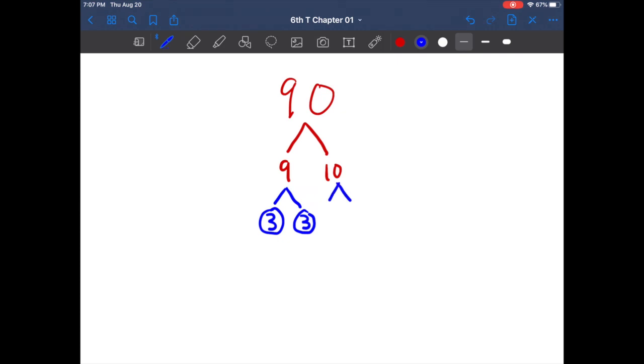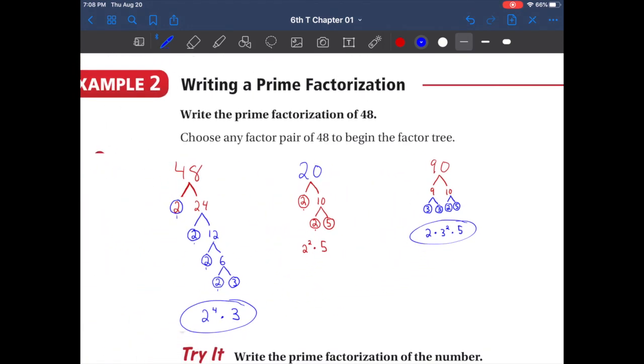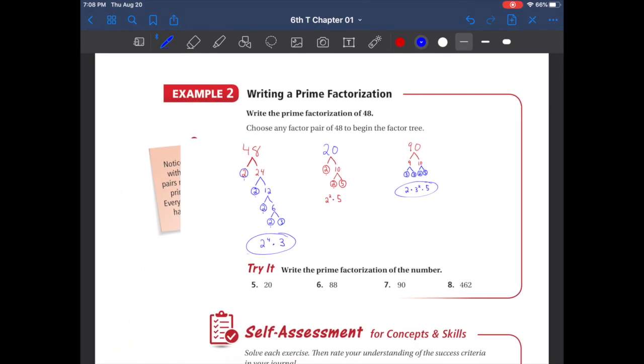Let's break down this 10. What two numbers, if I multiply them, will get me 10? It will be 2 and 5. And both of those are also prime. So now the last thing I need to do is put it in my prime factorization. I'm going to try to put them in order. So I have 1, 2. So 2 times, how many 3's do I have? I have 2 3's. So that's 3 to the second power, times 5. And there we go. We just did our prime factorization trees. All right, if you need more help, please rewatch the video so you can break it down. This was example 2.